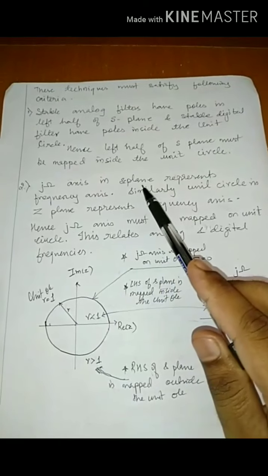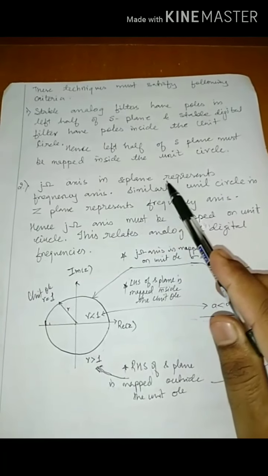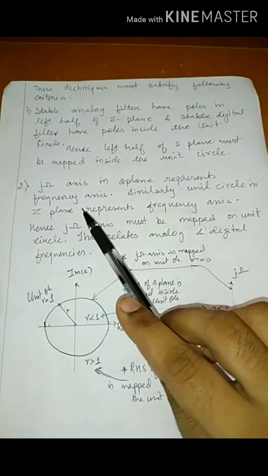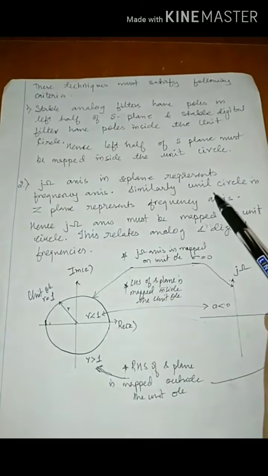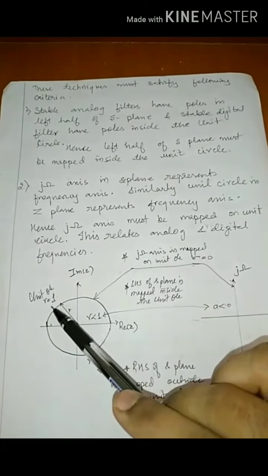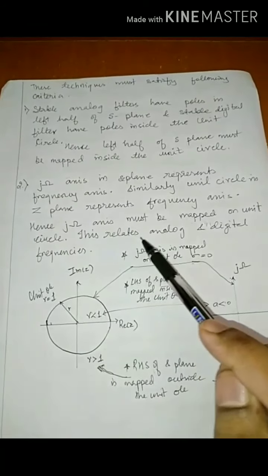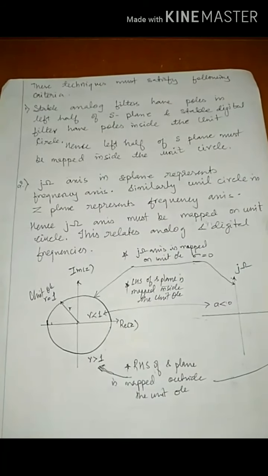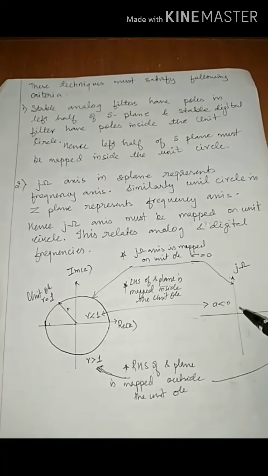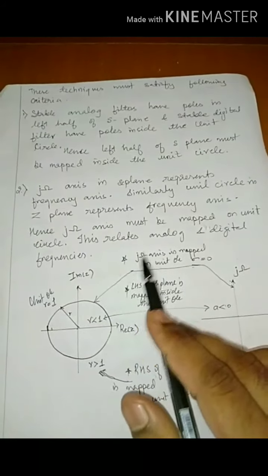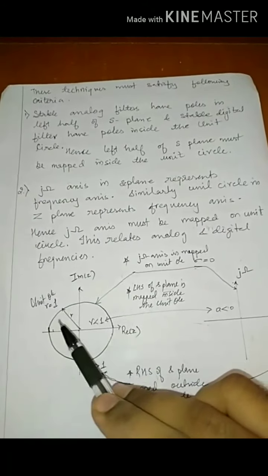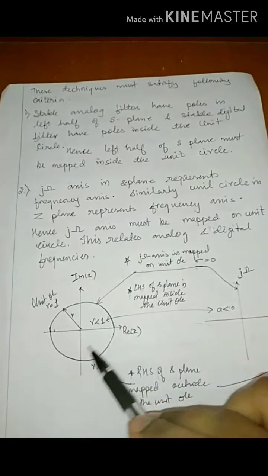The j omega axis in the S plane is represented as the frequency axis. Similarly, the unit circle in the Z plane represents the frequency axis. Hence, the j omega axis must be mapped on the unit circle. This relates analog and digital frequency. So here, the poles are lying on the j omega axis. In order to map to the Z plane, they are going to lie on the unit circle.